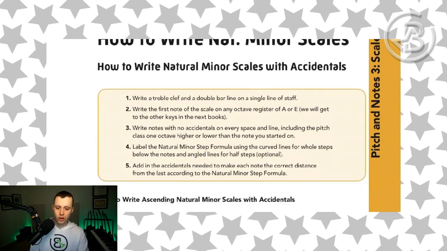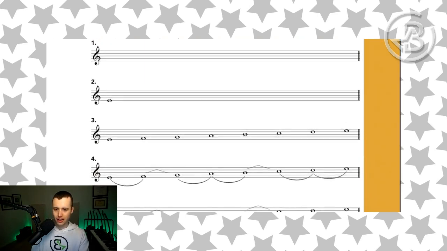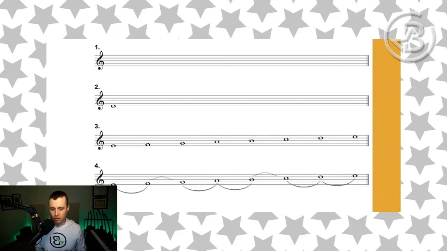Step number 1 is to write a treble clef and a double bar line. Step number 2 is to write the first note of the scale in any octave register, leaving yourself 1 octave to go up, obviously. So you could start the scale on E4 or E3 if you're writing an E. And if you're writing an A, you could start on A3 or A4.